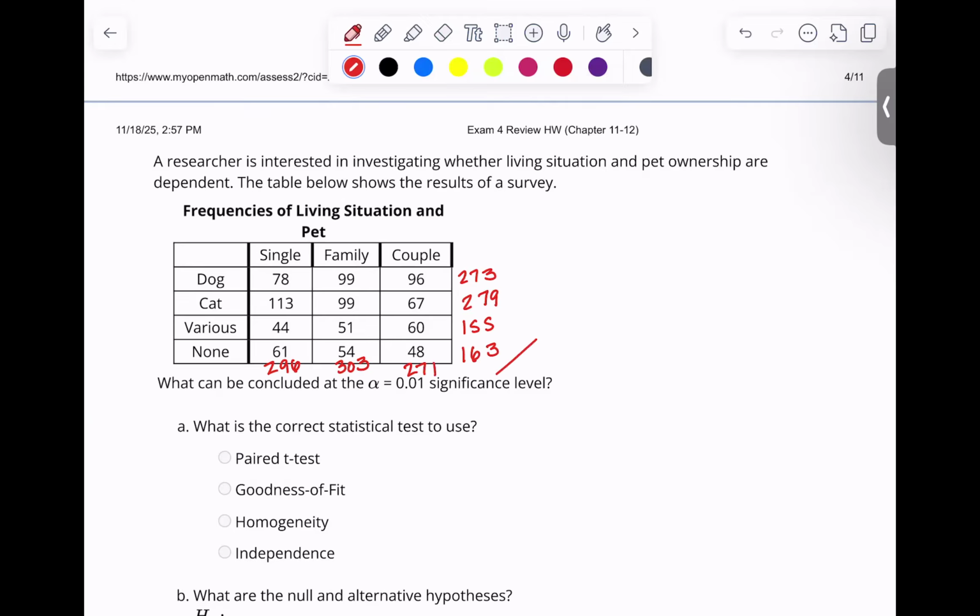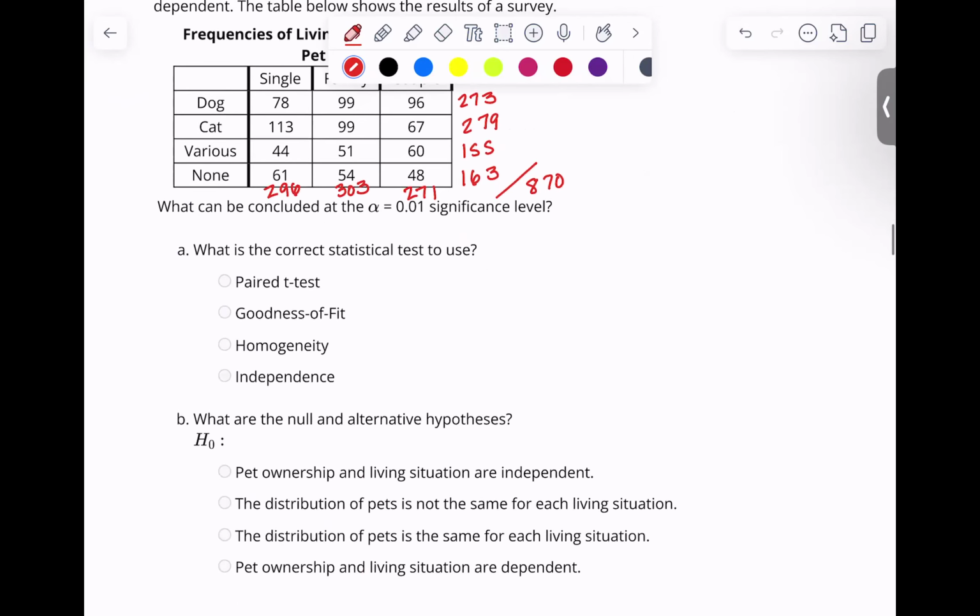So the total is 870. So total all the columns, or total the 4 rows or the 3 columns, and you should get 870. So this is a test of independence.